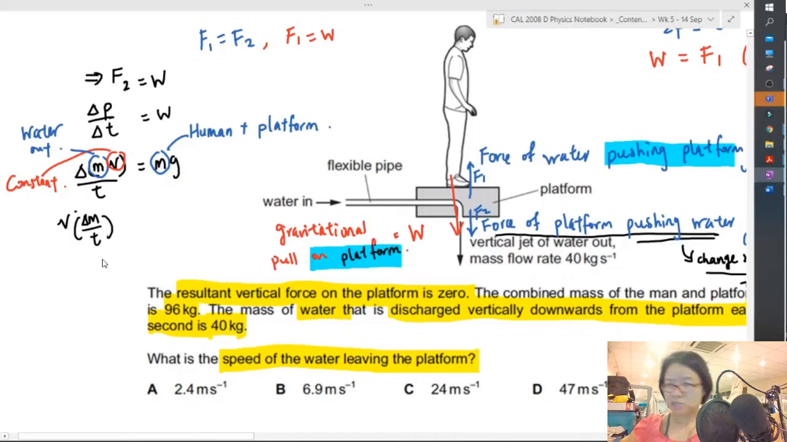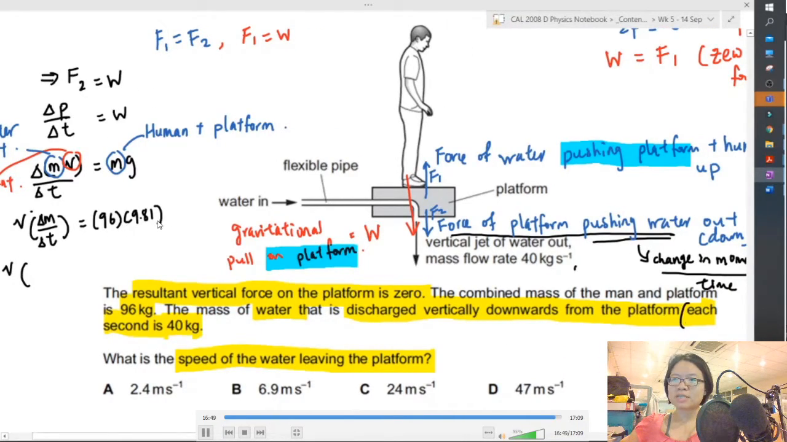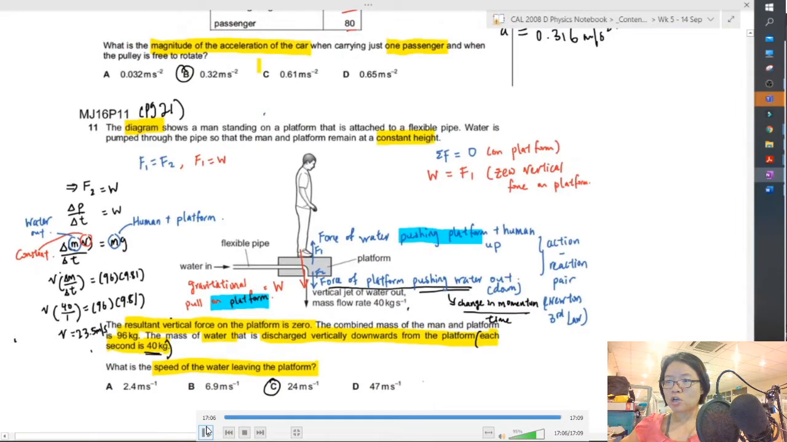How do I know the speed is constant? Because all the answers here are constant. Alright, so I'm going to pluck out the v. I will have change in mass over change in time. Mass of the human and platform is 96 multiplied by 9.81. So it says that water is discharged 40 kilograms for every 1 second. So you can take 40 divided by 1, make sure everything is SI. And then you can find your velocity, and that would give you about 23.5 meters per second. So please go try the questions.